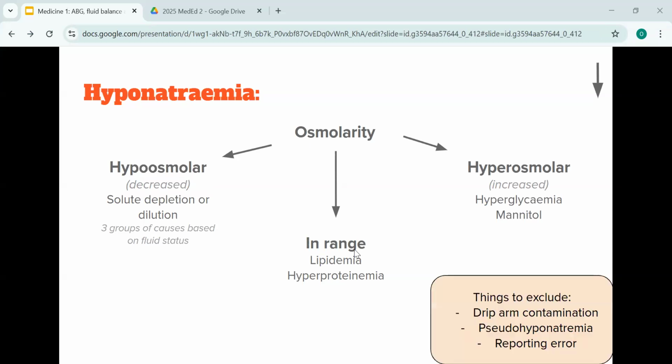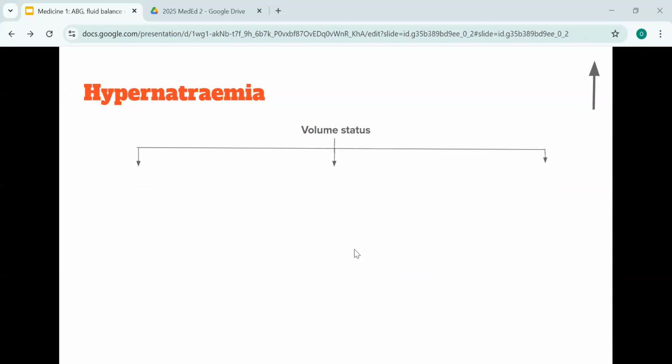There are just a few things that you want to try and exclude. So thinking about pseudo-hyponatremia, as I mentioned, if your osmolarity is in range, but also consider reporting errors or drip arm contamination. If the only thing you can see is a really low sodium and everything else, including the clinical picture, is normal, think about contaminants.